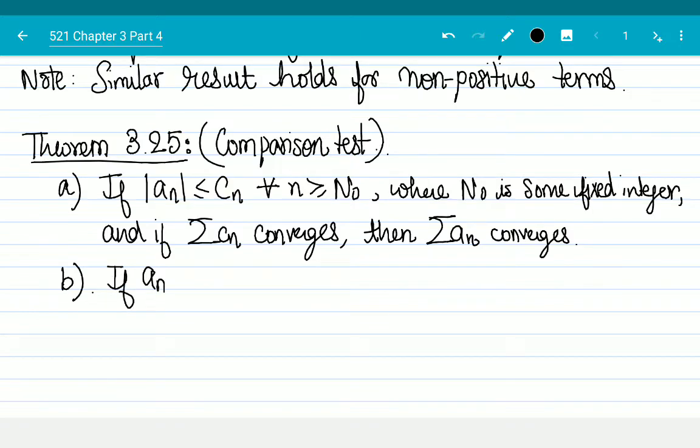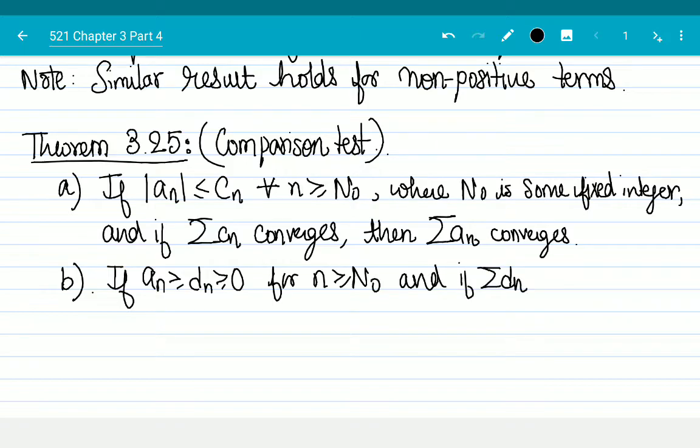If an is greater than or equal to dn is greater than or equal to 0 for n greater than or equal to n naught, and if summation dn diverges, then summation an diverges.